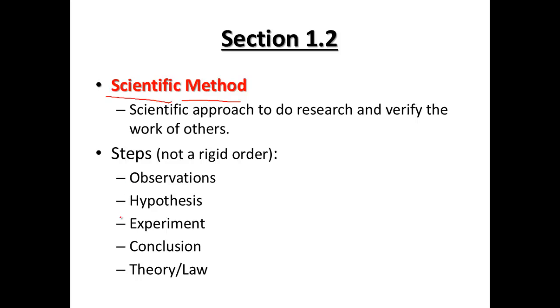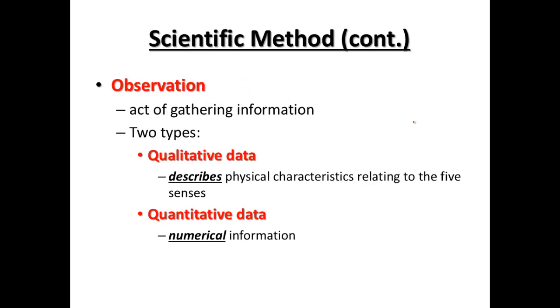But we can jump around. We're going to find out as we're going between these steps. But this is kind of the beginning order to go about verifying other people's research to see if you can repeat it. Now, observations, ways to gather information.